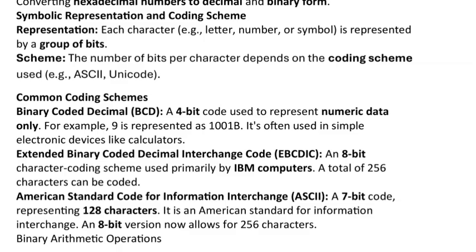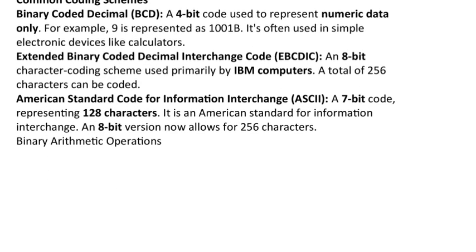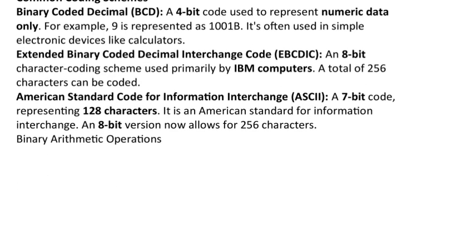Common coding schemes. Binary Coded Decimal, BCD, a 4-bit code used to represent numeric data only. For example, 9 is represented as 1001b. It's often used in simple electronic devices like calculators. Extended Binary Coded Decimal Interchange Code, EBCDIC, an 8-bit character coding scheme used primarily by IBM computers. A total of 256 characters can be coded.